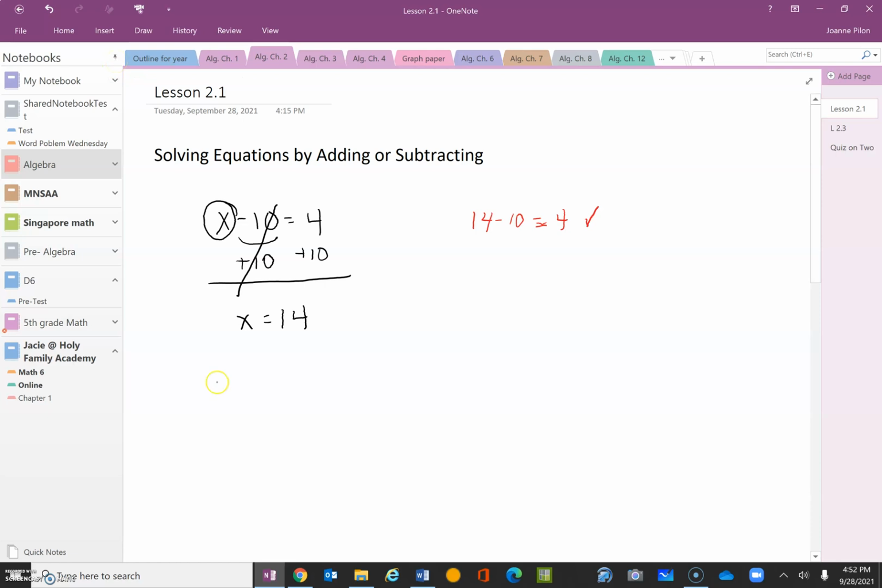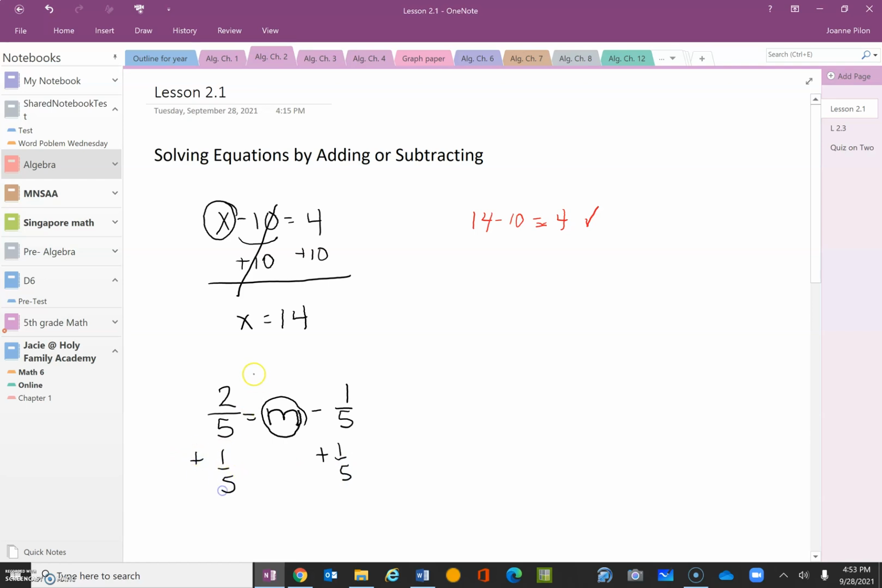Again, we can use whole numbers or we can use fractions or decimals, and we do it the same exact way. The variable can be on either side of the equation. So here I have 2/5 equals m minus 1/5. Again, m being my variable, I need to move 1/5. The opposite of subtracting is to add 1/5 to both sides of the equation.